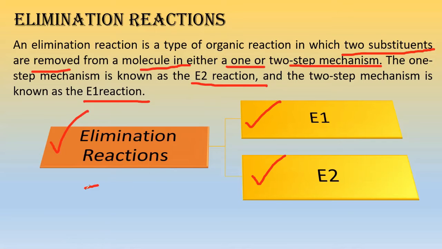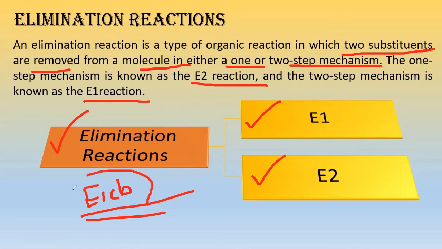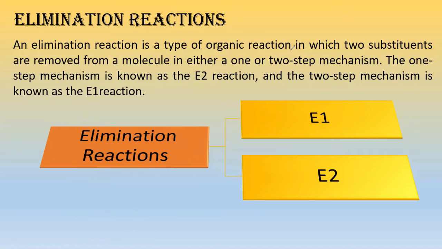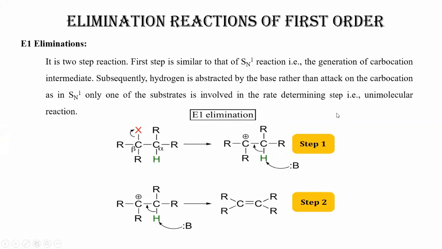Elimination reactions are also of three types, just like substitution reactions. You have seen SN1, SN2, then SNi. Here also another type of elimination reaction is there, which is called E1CB. E1CB means elimination reaction first order via conjugate base. Now this is not in our syllabus, so here we are concerned about E1 and E2 reactions only. That's why E1 and E2 reactions are shown here. So let's move to the next slide.